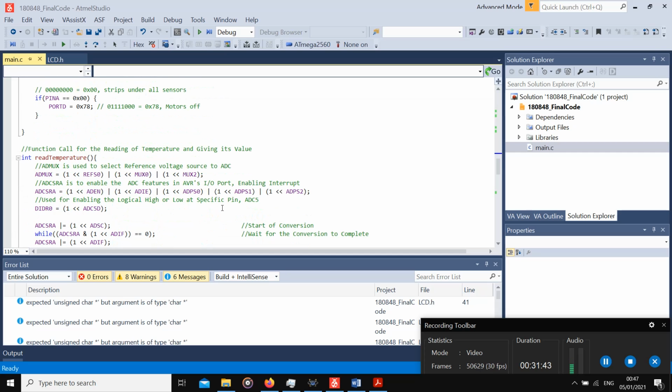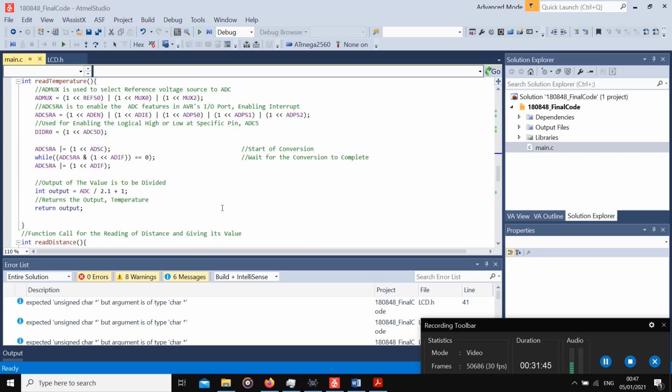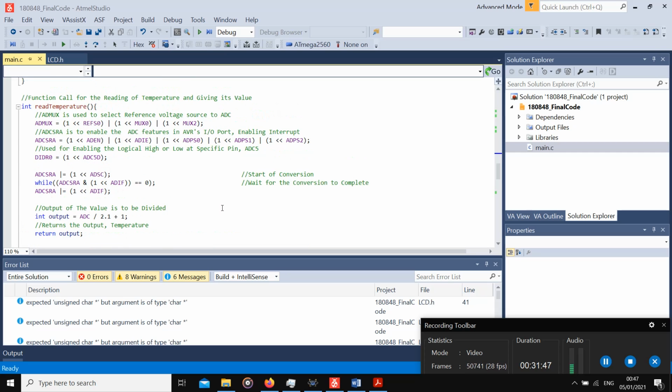The next command that you have is the read temperature function, which is going to tell you the temperature, which was our task 2. First of all, you have the ADMUX register. This is basically just a reference to select your voltage source to the ADC, which is your conversion. You have the MUX0 and MUX2, which are basically the multiplexers. And then you have the REFS0, which is just the enable pin.